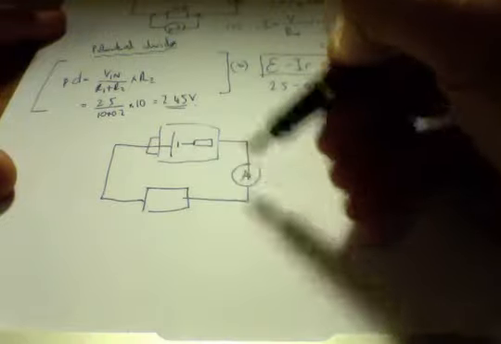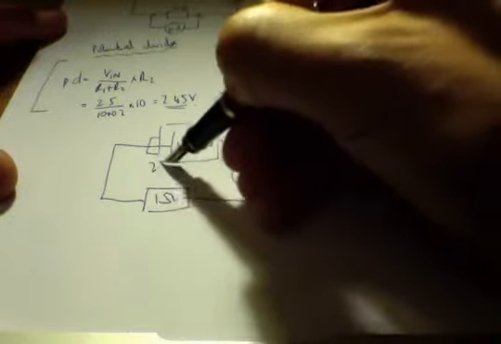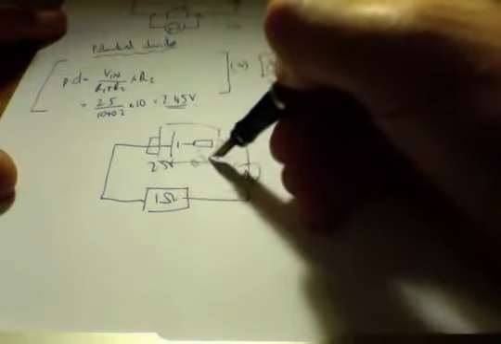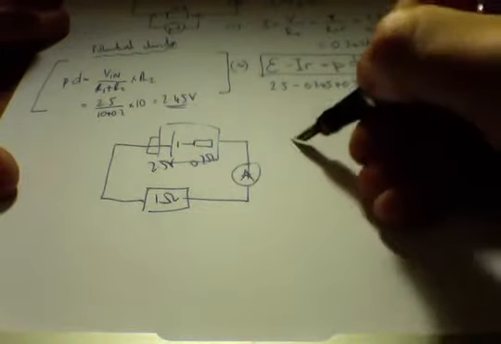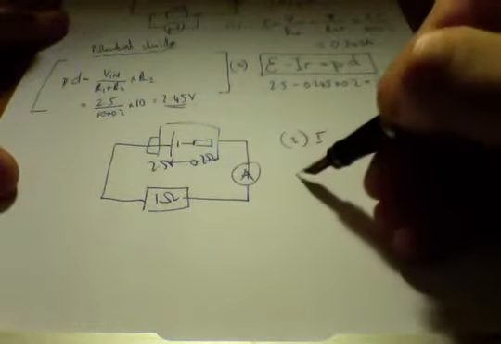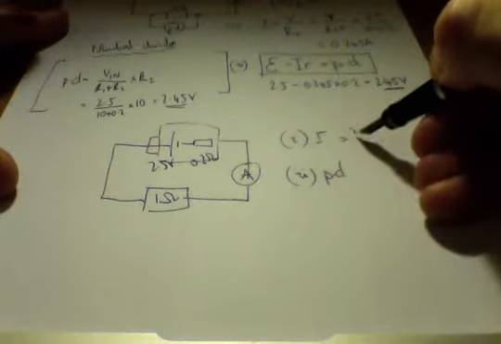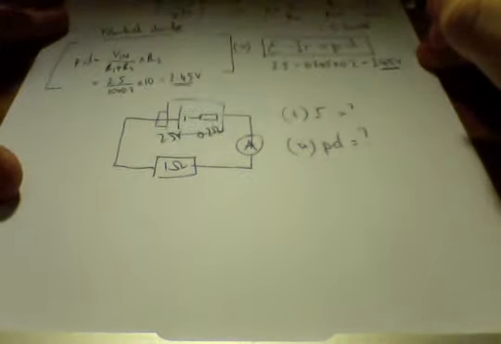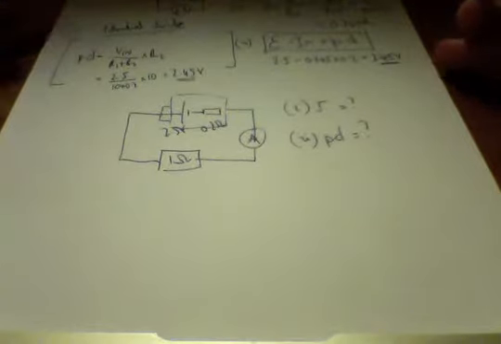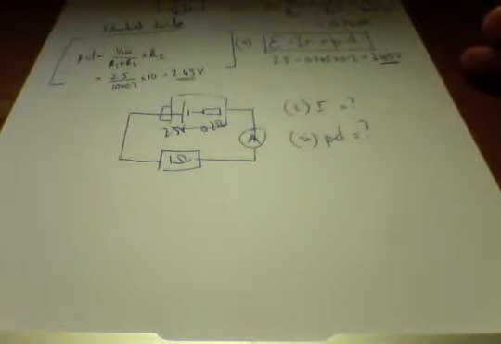Second example, let's imagine we take exactly the same setup, but this time we put it across a 1 ohm resistor. 2.5 volts, 0.2 ohms. First question, current. Second question, potential difference. What do you think they are? Why don't you hit pause and then give it a go and check your answer with this.